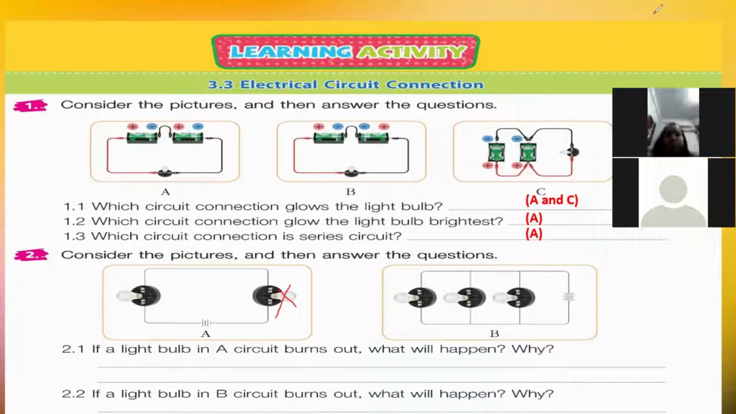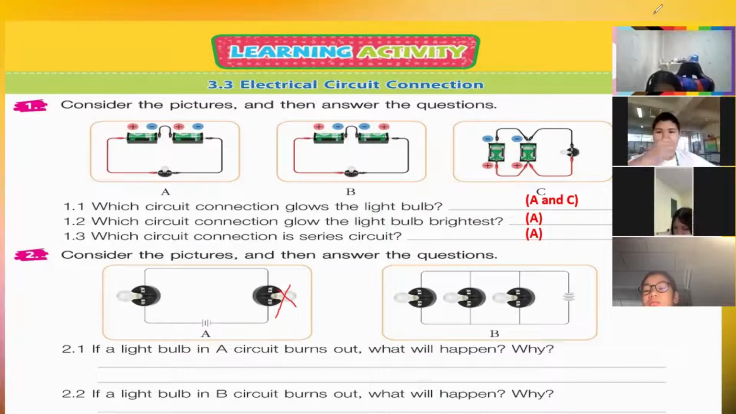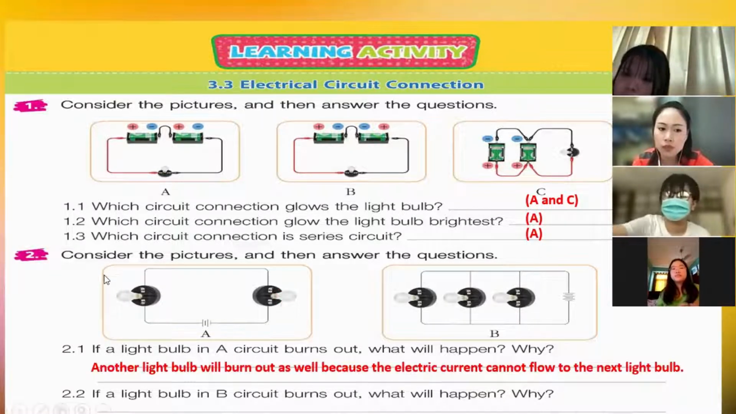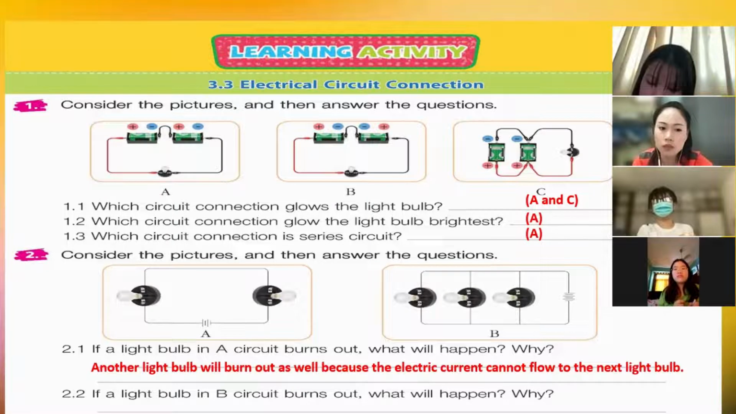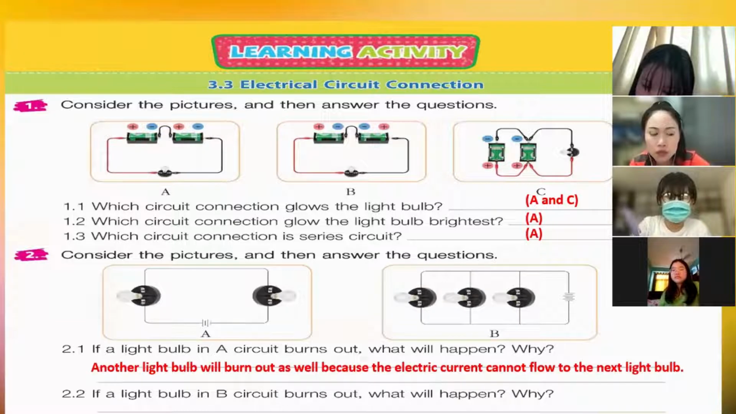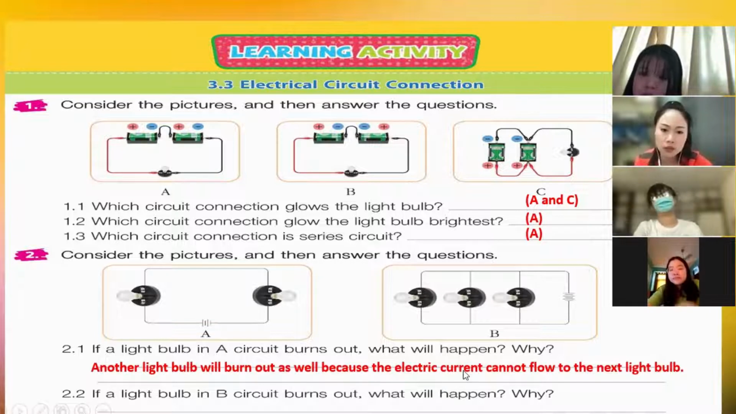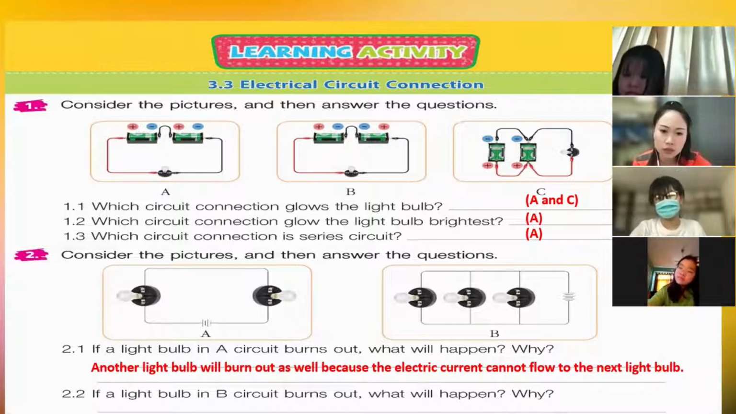Another one will burn out. Exactly, that is a correct answer. Just as we learned before, if one bulb burns out, because of the flow of the current, another bulb will burn out as well. Why? Because the electric current cannot flow to the next light bulb. So the flow of electric current will break.